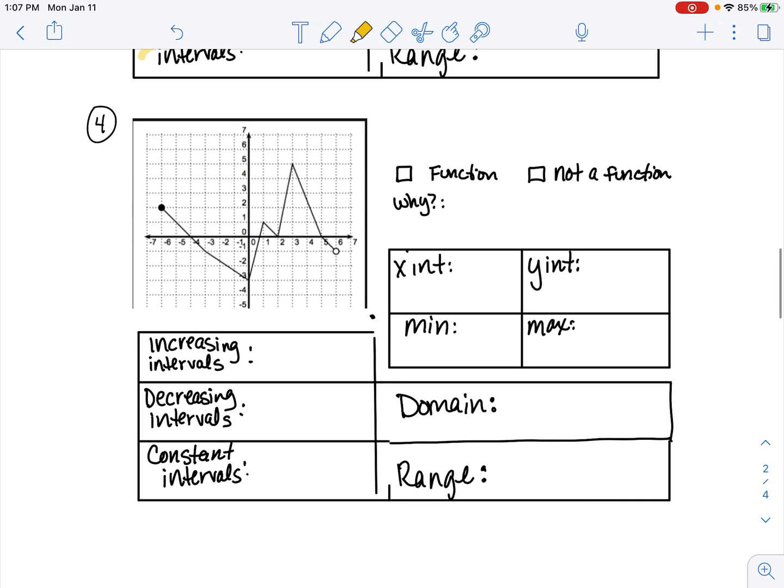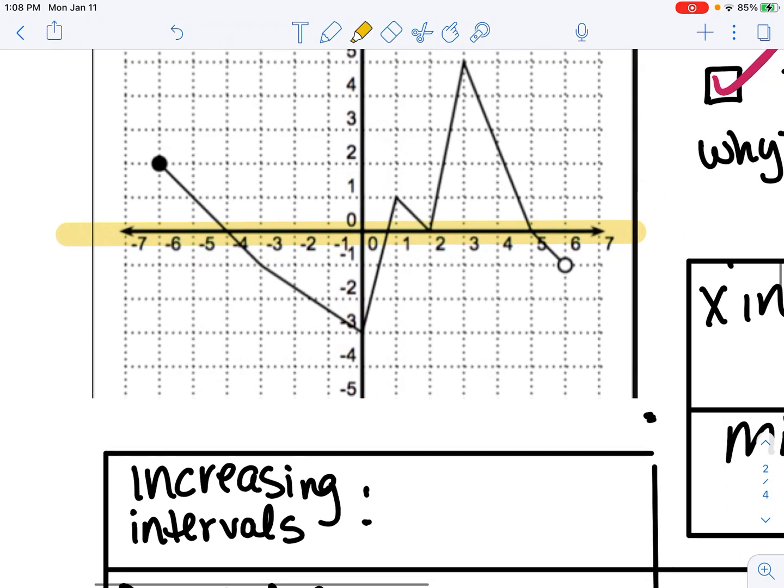Number 4, is it a function? Try the vertical line test. Never touches. Yep, so this is a function. And it passes the vertical line test. Our x-intercept is where it intersects, touches our x-axis. So this touches here, here, here, and here.